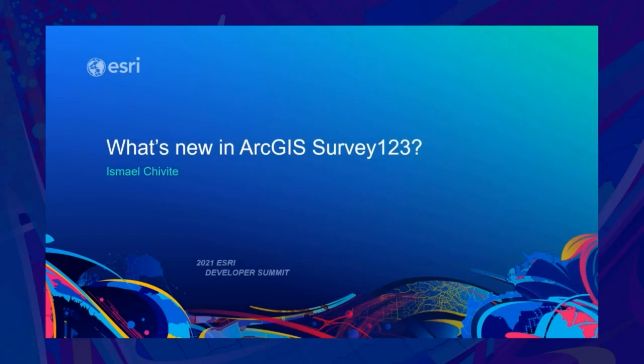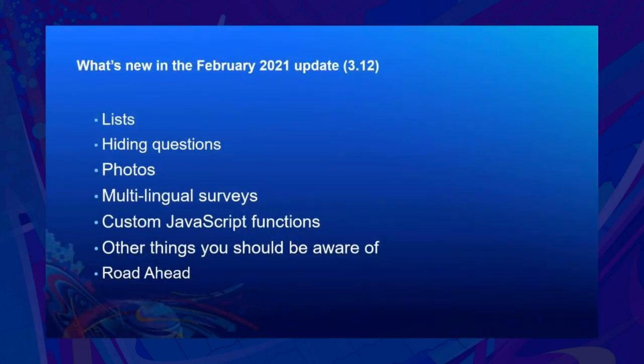Hi, in this session we are going to explore together some of the new capabilities we added in ArcGIS Survey123. Specifically, we are going to be talking about the February 2021 update, which is build 3.12. The tone of this presentation is going to be technical. It's assumed that you are already familiar with the high-level story and vision of Survey123.